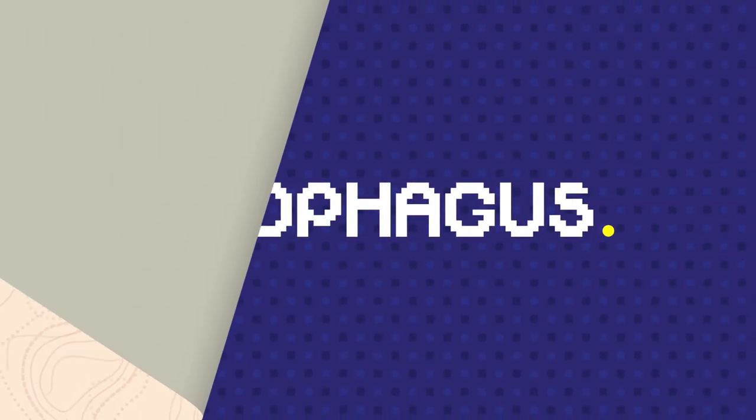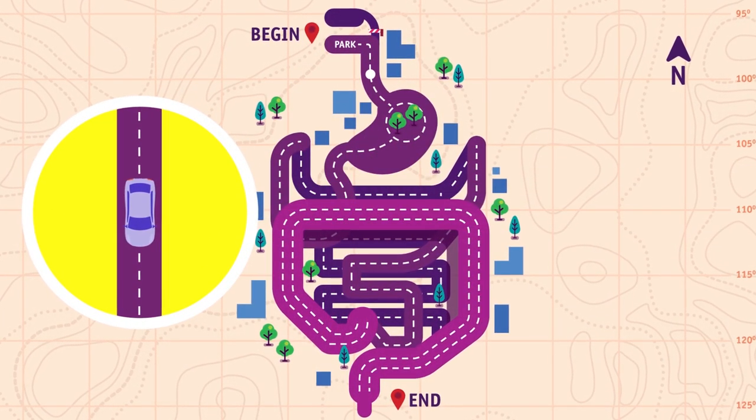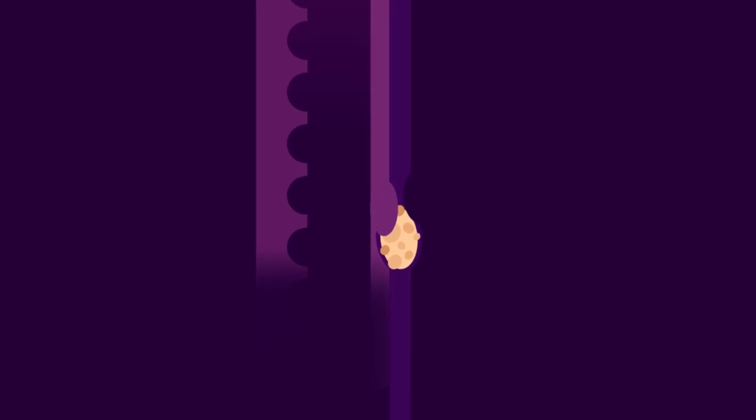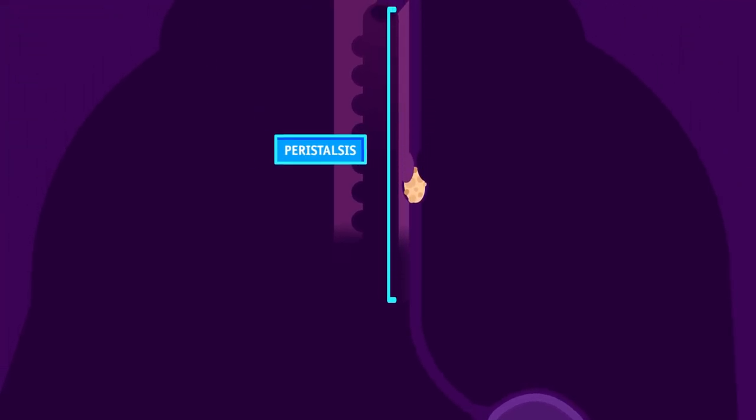Esophagus. Now that the food has reached the esophagus, a wave of smooth muscle contractions occurs, pushing the food into the stomach. These smooth muscle movements are called peristalsis.